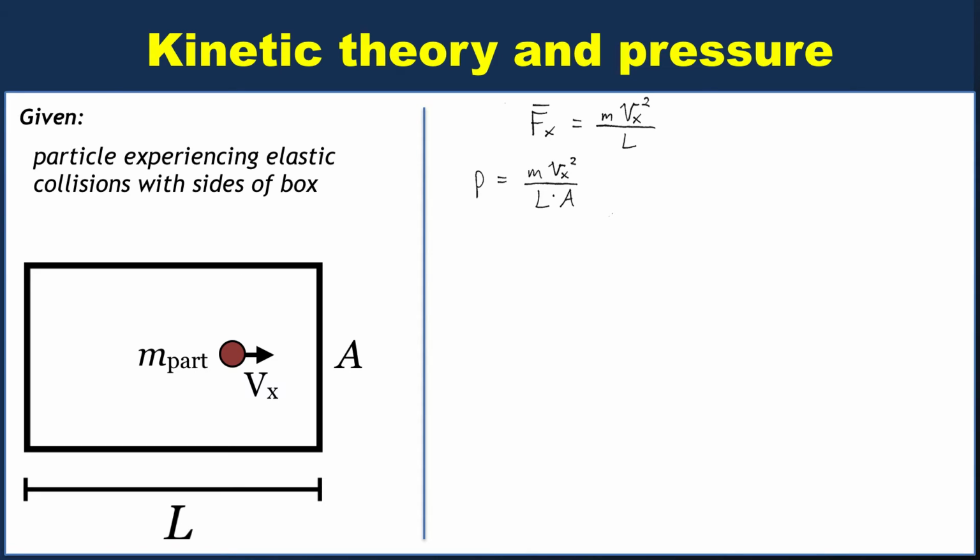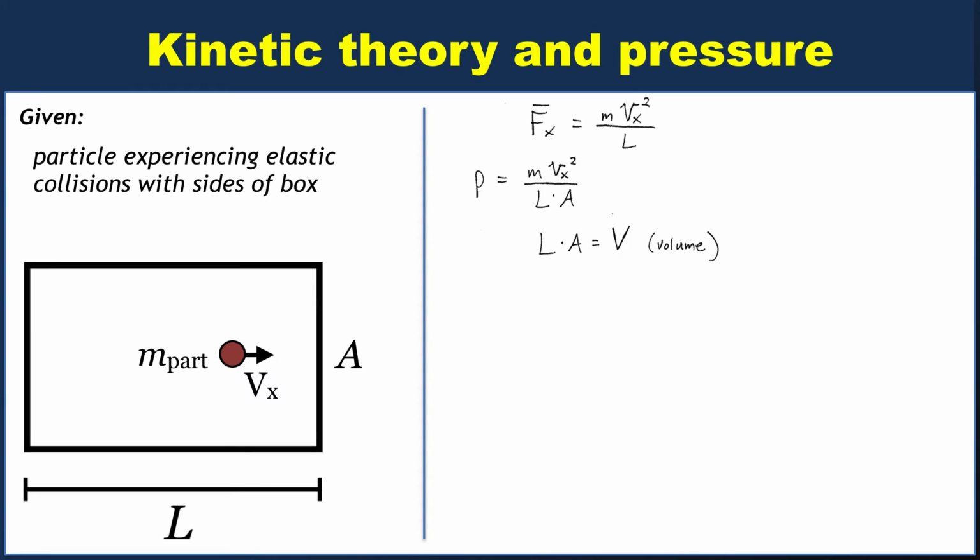Now, if we want to rearrange that for the pressure, remember the pressure was the average force per area, so all we did was divide that Fx expression by area. But now you notice in the denominator I have the length times an area. For a rectangular solid, that's just going to give you the volume, right? So L times A is the volume.